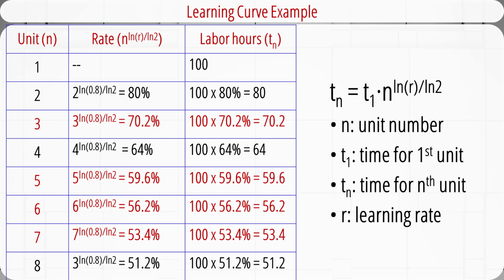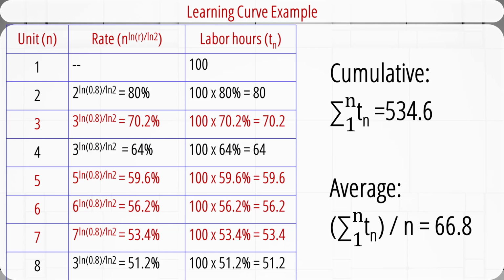In the table here, for the 3rd unit, n equals 3. The rate is equal to 3 to the power of ln 0.8 over ln 2. It equals 70.2%. Therefore, the time needed to produce the 3rd unit is 70.2 labor hours. For other units, the calculation procedure is the same.